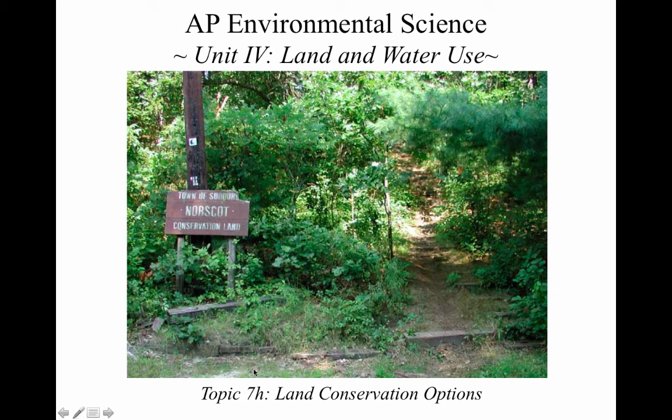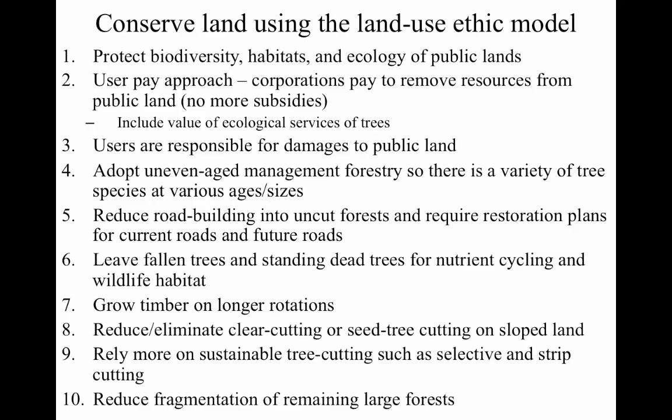Okay, so we're going to talk quickly about some land conservation options. Conserve the land using the land use ethic model. There's 10 points here, so this is pretty lengthy, but we're talking about the land use ethic, meaning the way that we should be progressing and moving forward. Number one is always to protect biodiversity, habitats, and ecology on public lands. These are lands that belong to everyone, and the nature, especially in the United States, is pretty extensive, and any kind of actions that are taken should really protect that.